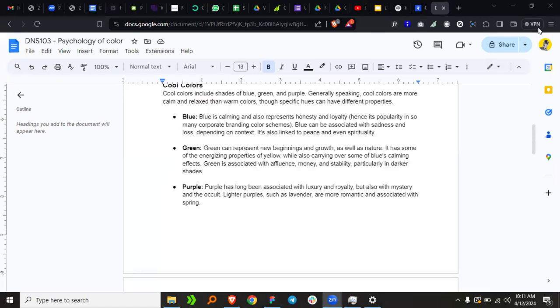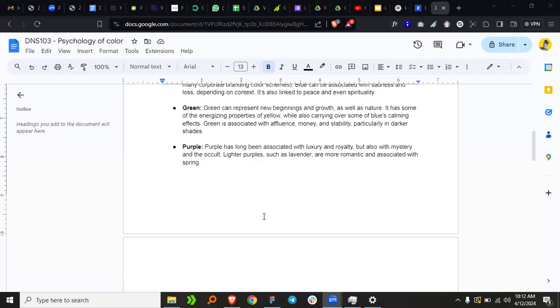So then purple. Purple has long been associated with luxury and royalty, but also with mystery and the occult. Back in the days, purple was not very common, so it took people with power to acquire the purple dye. So it's always associated with people that have power and money, hence royalty. Lighter purples, such as lavender, are more romantic and associated with spring.